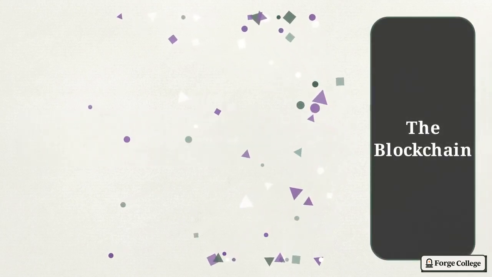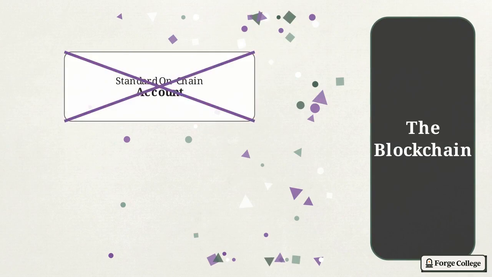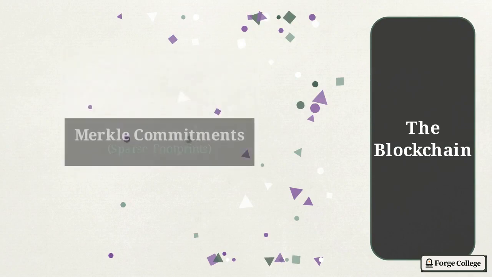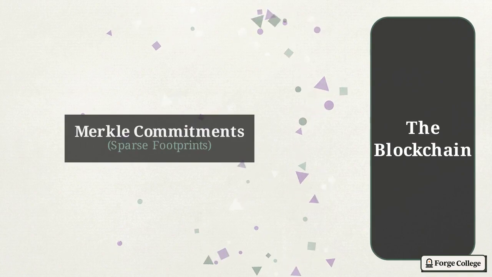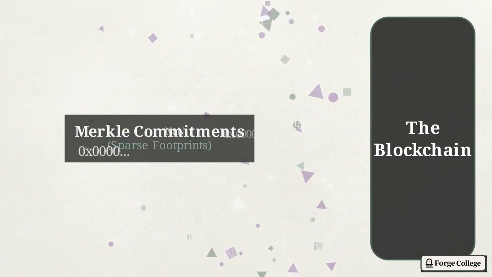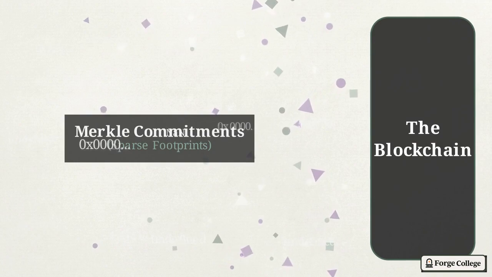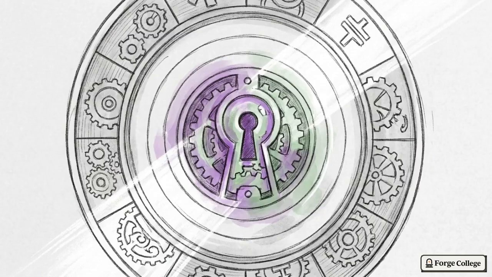Compressed assets don't store individual owner data in standard on-chain accounts. Instead, they leave sparse cryptographic footprints called Merkle commitments. A standard RPC call looks at those footprints and returns total gibberish. To read those commitments, you need a translator.